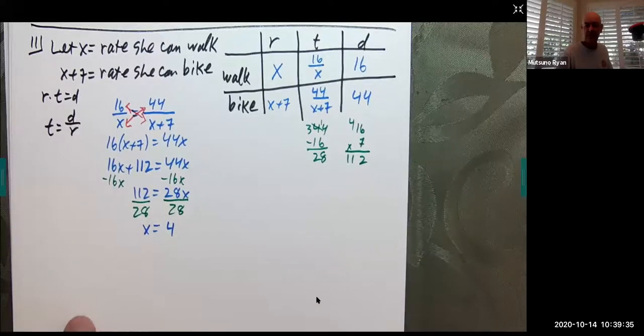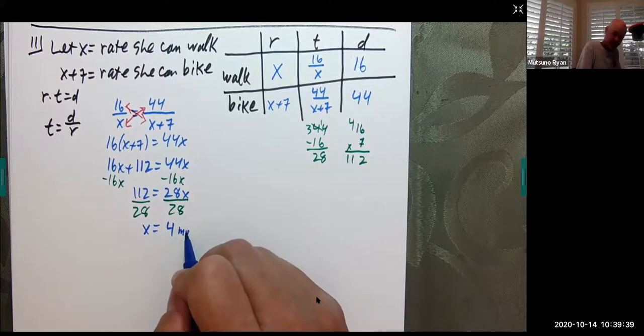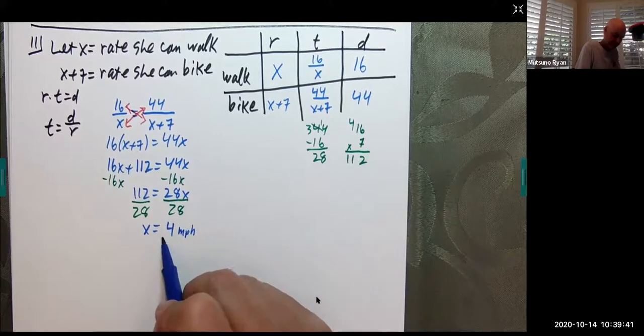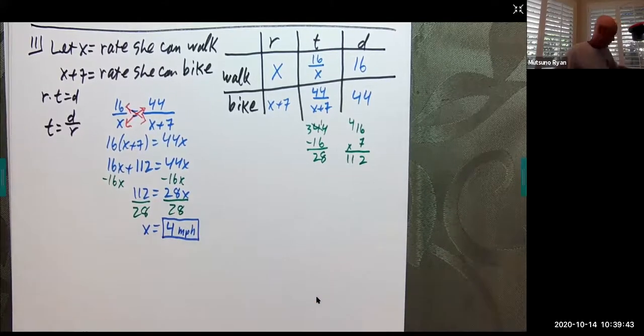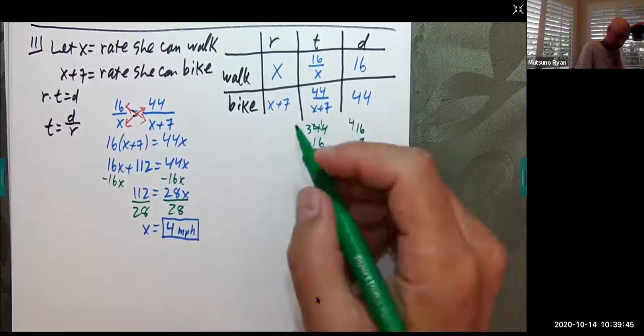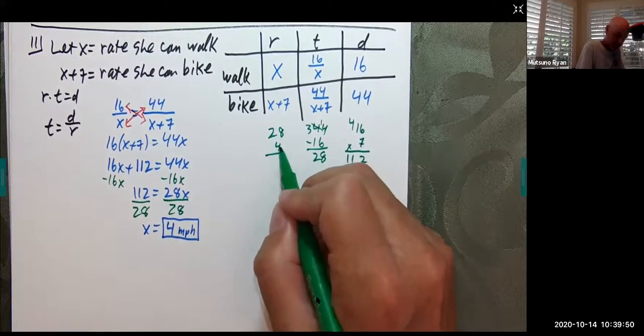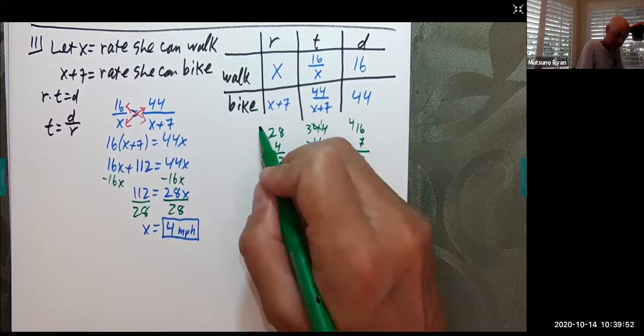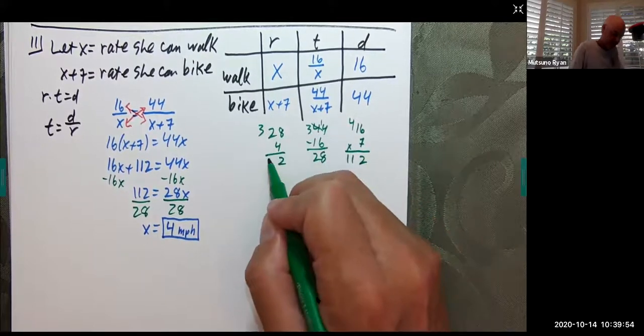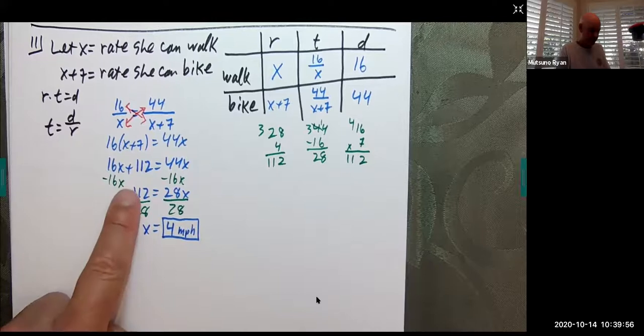Double check my units here. Miles per hour. And just to verify that, if I do 28 times 4, 2, 3, 8, 9, 10, 11, you can see I'm going to get 4 from that.